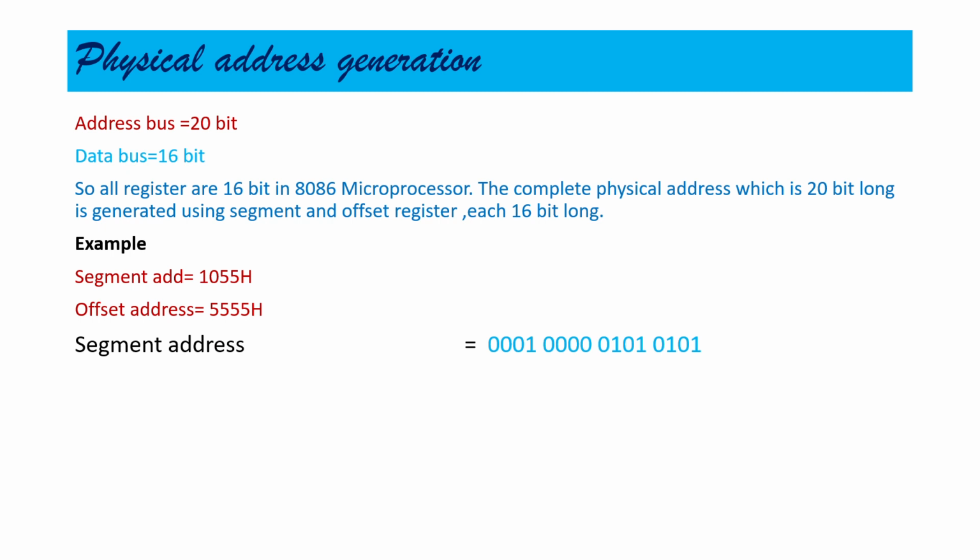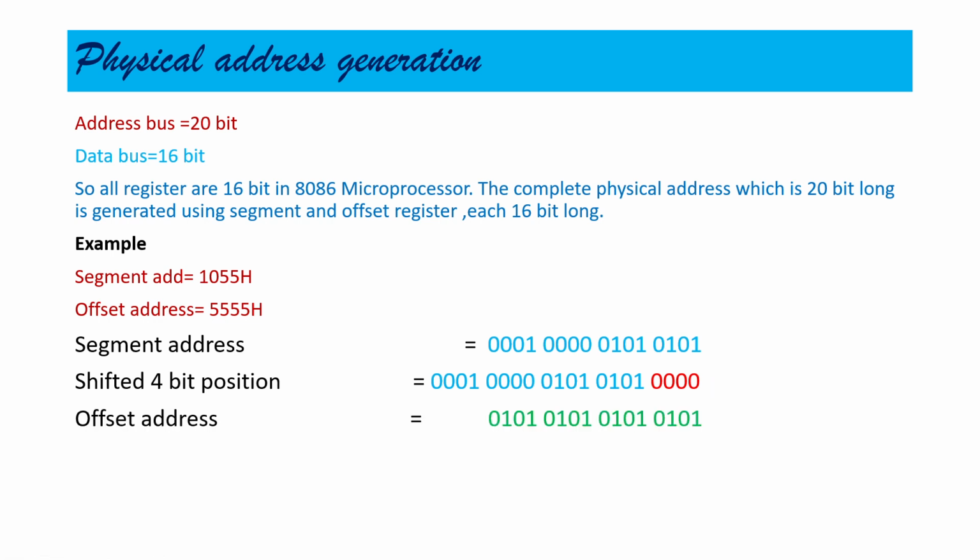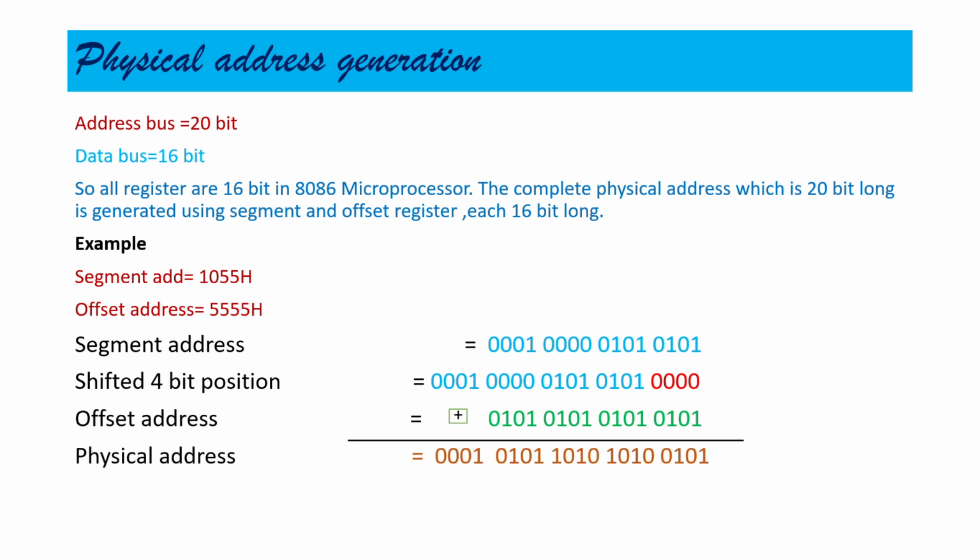How? First, this is my segment address 1055H. I have written it in binary form and shifted the segment by 4-bit positions. That means this bit is shifted over here, this one over here, and finally this one is shifted over here. The vacant positions are occupied by 4 zeros, which I indicate in red color. Now this is the offset address, 5555H. I add these two, and the result is 15A5H. So this is the physical address generation with the combination of the segment address and offset address.